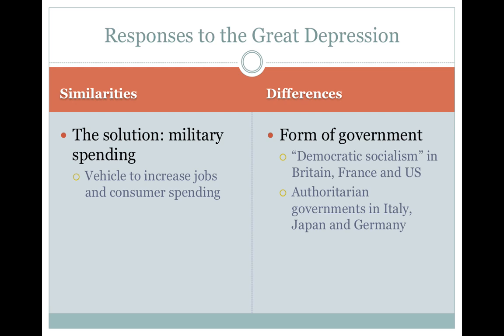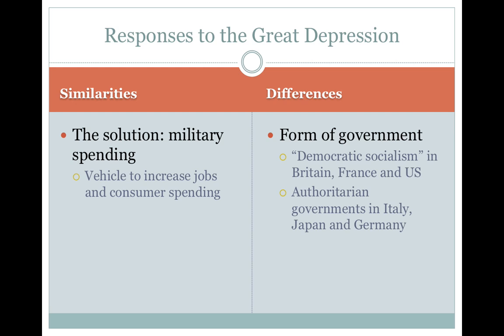You have Britain, France, and the US, which all pursue what the book calls democratic socialism, which is basically a way of saying the government spends more money to promote economic growth, but there's not a fundamental change in government. The Constitution of the United States doesn't change during the 1930s, nor do the constitutions of Britain or France really in substantial ways.